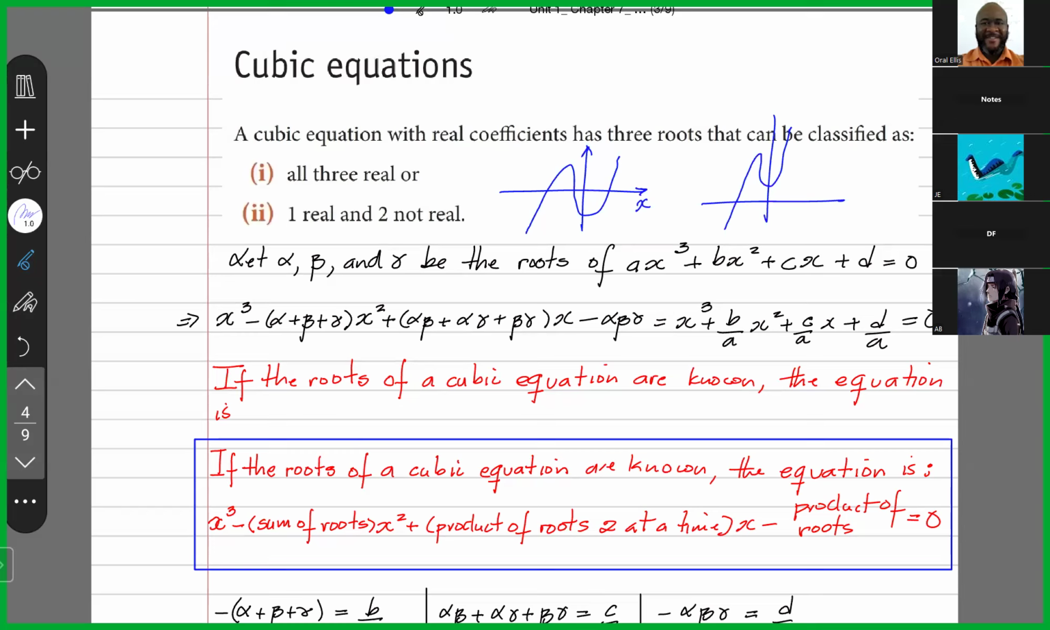All right, so if the cubic polynomial has three real roots, the graph would cut the x-axis 3 times. The roots are the x-intercepts. If it has one real root, it's because the graph only cuts the x-axis 1 time. This is something that we will see later on, not necessarily in this topic.